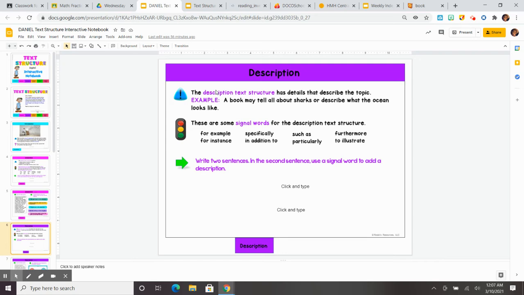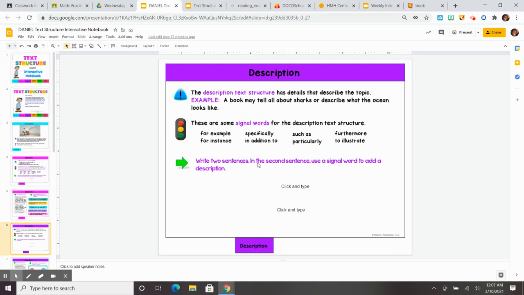All right, the next text structure is description. The description text structure has details that describe the topic. For example, a book may tell all about sharks or describe what the ocean looks like. These are some signal words for the description text structure. All right, you have for example, for instance, specifically, in addition to, such as, particularly, furthermore, to illustrate.